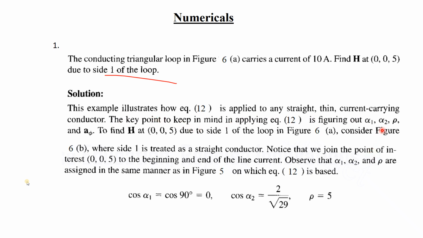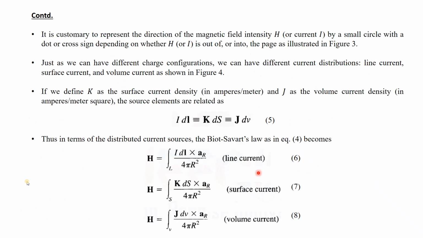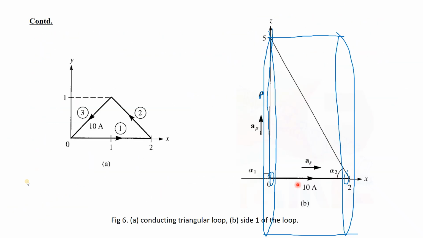So this example illustrates how equation number 12 is applied to a straight, thin current carrying conductor. The key point to keep in mind in applying equation number 12 is figuring out alpha 1, alpha 2, rho and unit vector phi to find H at point 005 due to side 1 of the loop. Consider figure 6B, where side 1 is treated as a straight conductor. Notice that we join the point of interest 005 at the beginning and end of the line current. Observe that alpha 1, alpha 2 and rho are assigned in the same manner as figure 5.